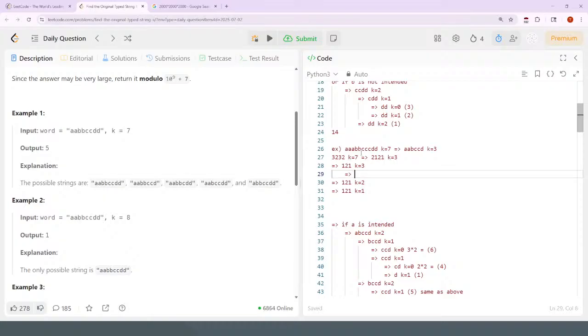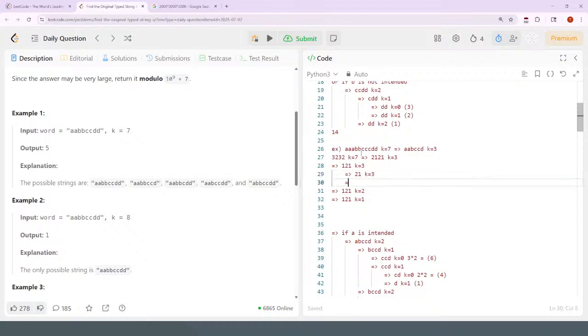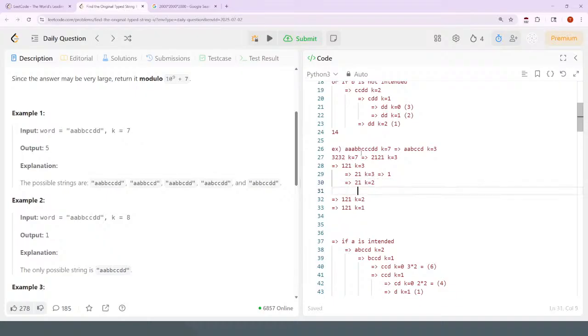So if the 1 was intended, then it's either 2, 1. Let's say the 1 was intended. So it's 2, 1, K plus 3 still. Or 2, 1, K plus 2. And this one just terminates. This is 1. One way of doing that. And then this one.